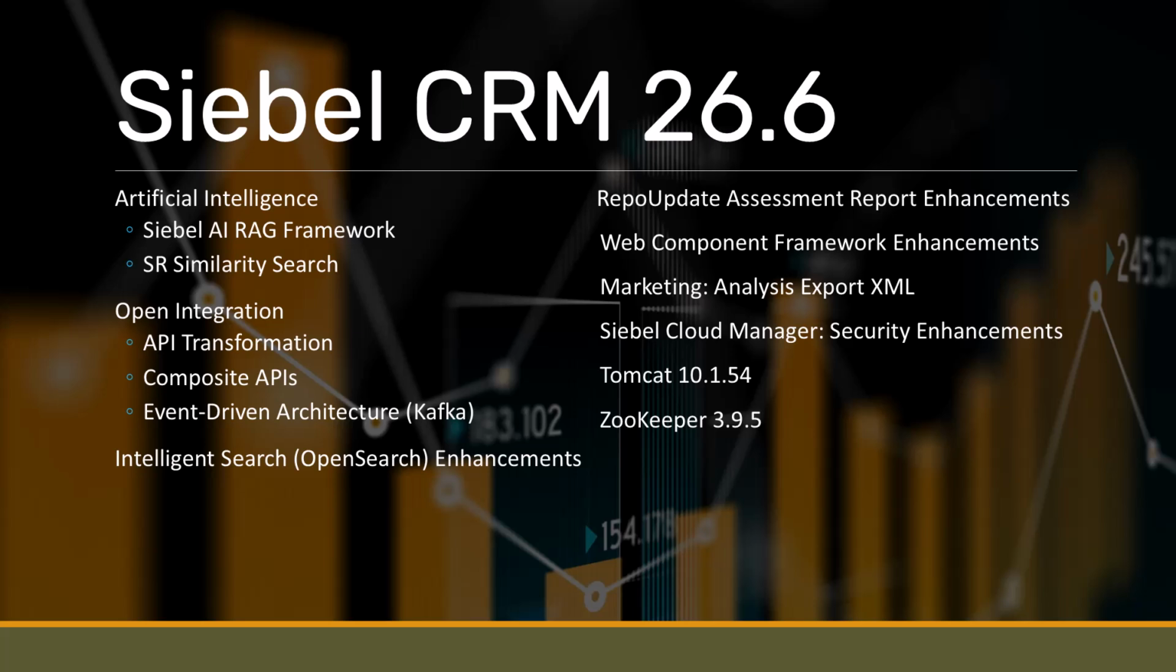The OpenUI Web Component Framework, which was introduced with 26.1, now supports more dynamic expressions and reusable components to create better UX with even less code. The formerly CSV-only analysis export for Siebel Marketing now supports custom delimiters and XML output formats.